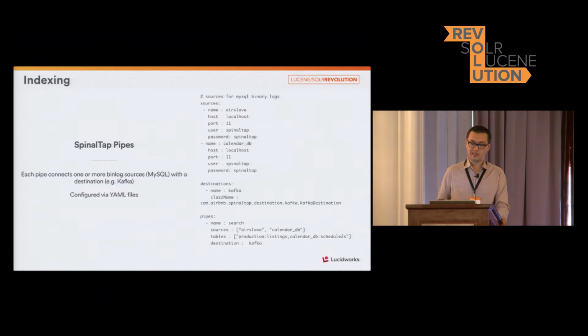One of the core concepts of Spinal Tap is a pipe, which represents a channel which has one or more binlog sources, typically MySQL servers, and one destination like Kafka. Pipes are configurable, so different consumers can create their own pipes using different combinations of sources and destinations. Here's an example of pipe configuration in YAML format.